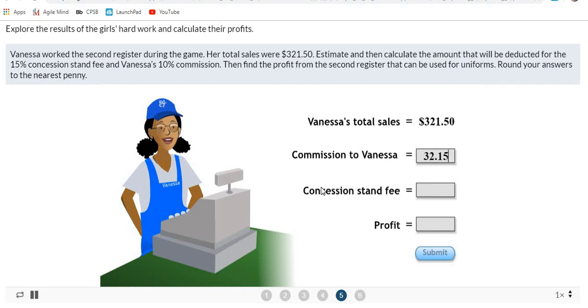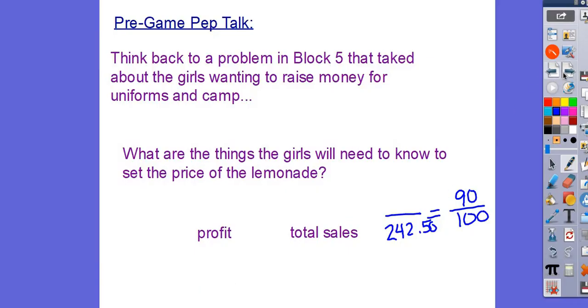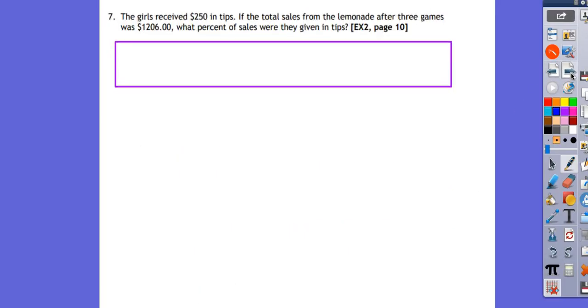Now, going to question 1, I need to find my concession stand fee. Well, I know my concession stand fee is 15%. So it's a 10%, which is the same as commission, but it's another 5% of that. So what I would do, let me get a blank slide here. I know I need 15% of 100.